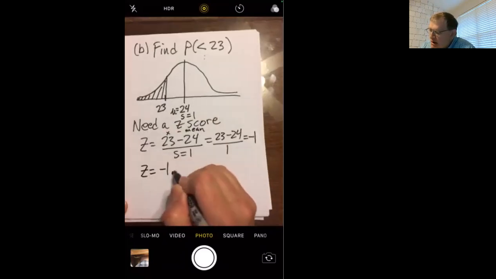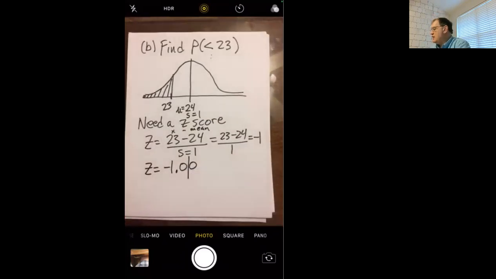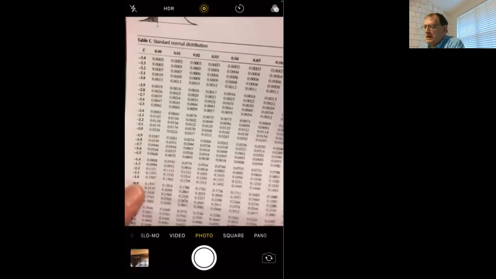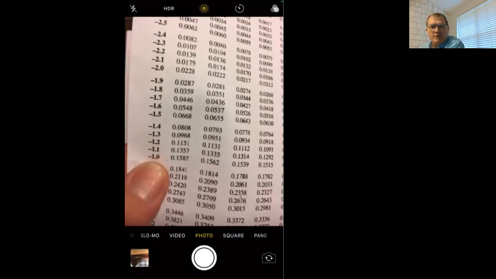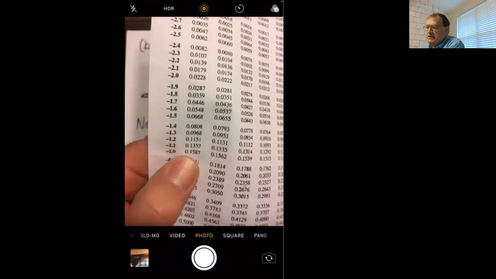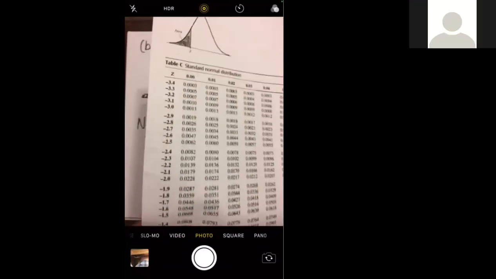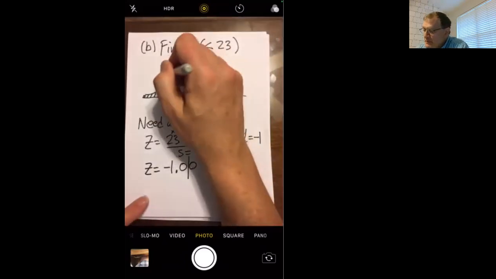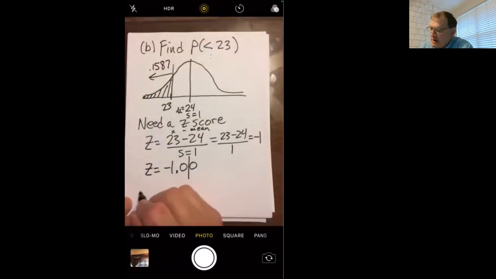Which means I need to tack on 2 zeros. Split off that 0. Grab my table. I need -1.0. There's -1.0, and the 0.00 column. 0.1587. I actually got the same answer as the one in the book. That would be the probability, or area to the left of the line. And that's my answer.